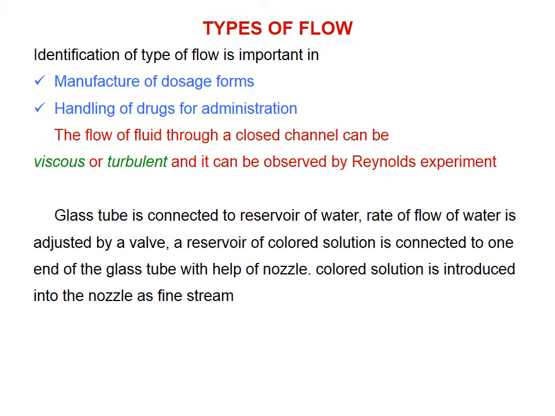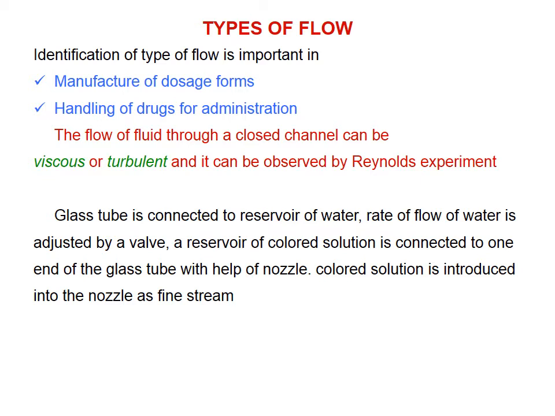Next is various types of flow. Identification of the flow type is important in manufacturing dosage form and handling of drugs for administration. That means in two cases the types of flow are important to identify: in case of manufacturing of dosage form, and second, how to handle the route of administration of the drug.